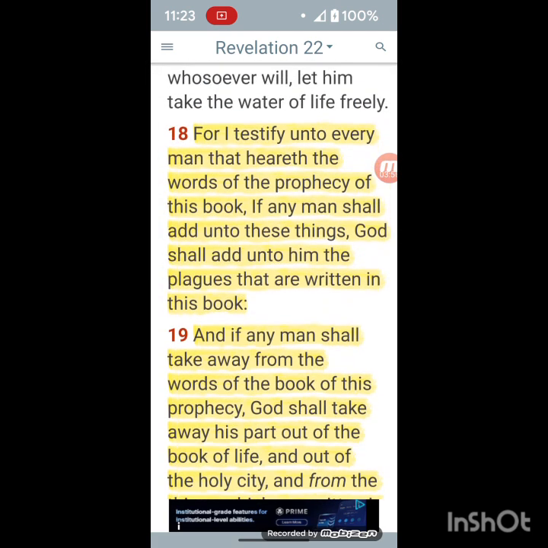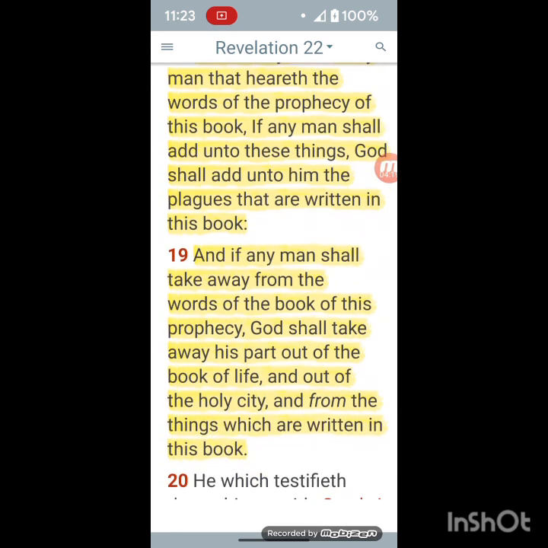Verse 18, and it reads, "For I testify unto every man that heareth the words of the prophecy of this book, if any man shall add unto these things, Yahweh Bashem Yahweh Shai shall add unto him the plagues that are written in this book." Verse 19, "And if any man shall take away from the words of the book of this prophecy, Yahweh Bashem Yahweh Shai shall take away his part out of the book of life, and out of the holy city, and from the things which are written in this book."